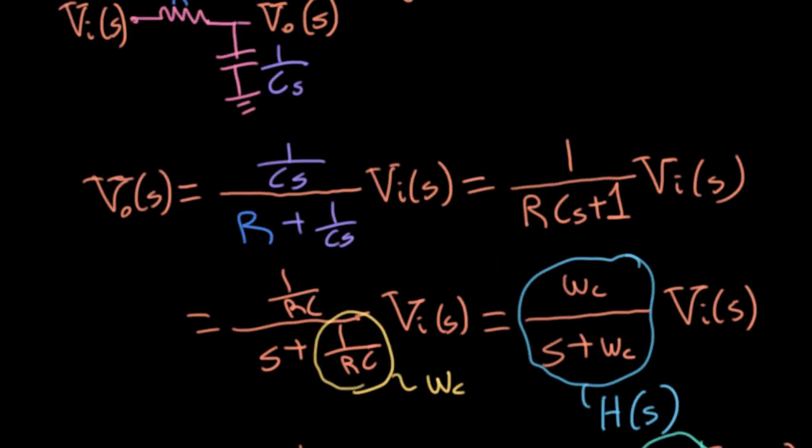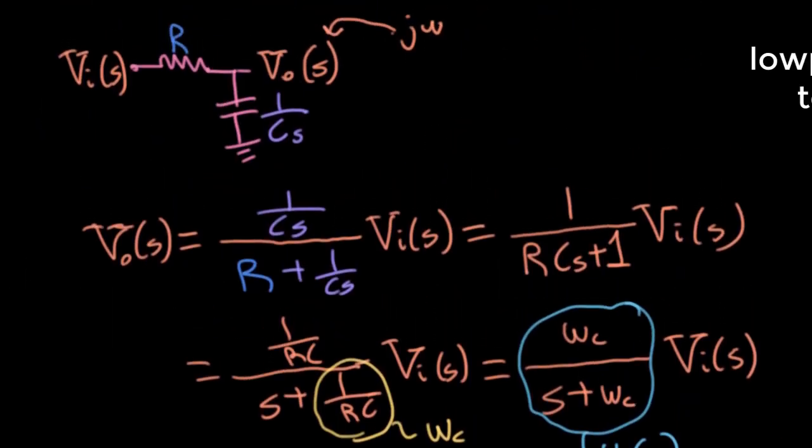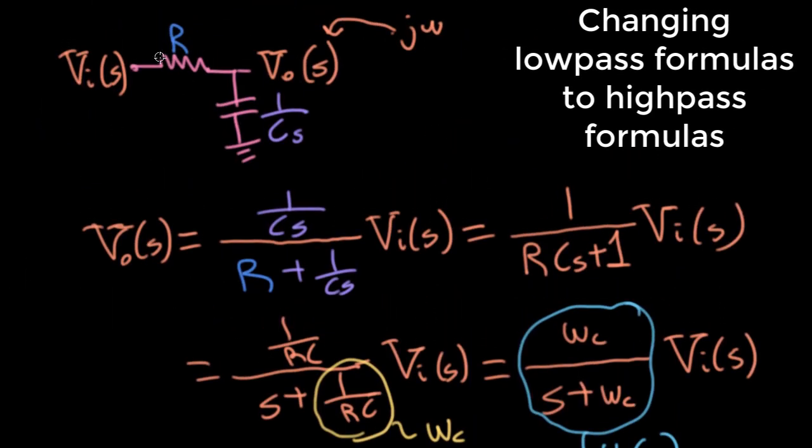So that was for the low-pass filter. Let's see how that changes for the high-pass filter. So I want to switch the role of the capacitor and the resistor. Now the capacitor's up here and the resistor's down here. This isn't 1 over Cs anymore, this is R. This isn't R anymore, it's 1 over Cs. And then let's see what changes.